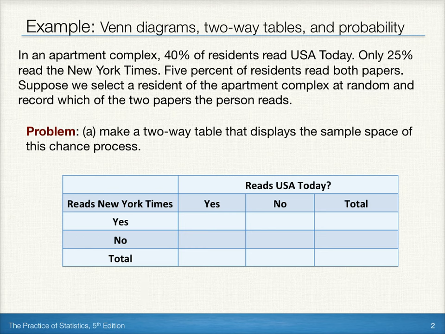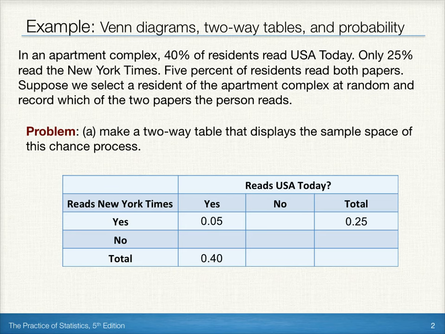Next, let's start filling in our information. We know 40% of the residents read USA Today. So the total percent of residents who read USA Today is 0.40 or 40%. Likewise, only 25% read the New York Times. So we can put a 0.25 straight across from the yes under read New York Times. And we know that 5% read both papers. So we'll want to look for the intersection of yes, they read USA Today, and yes, they read New York Times, or right here, and we'll put 5% in that particular cell.